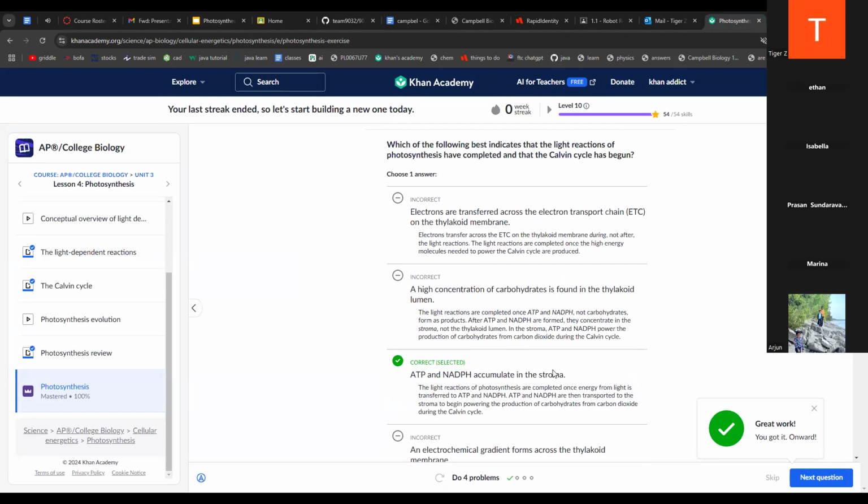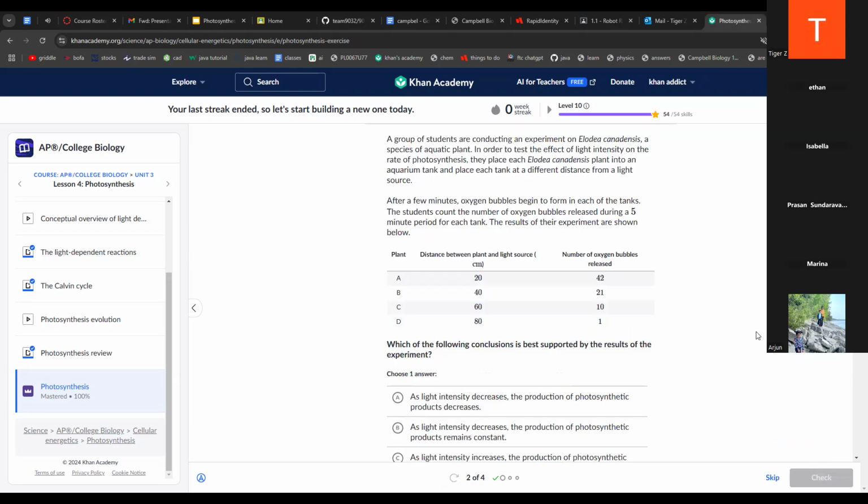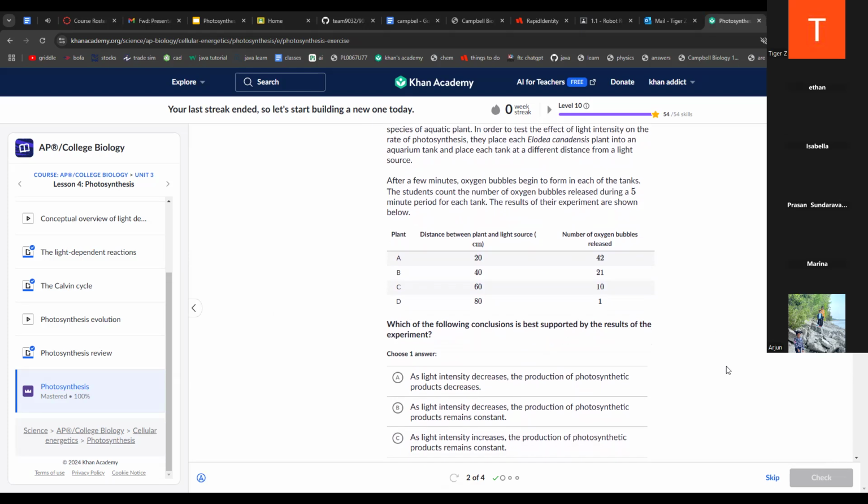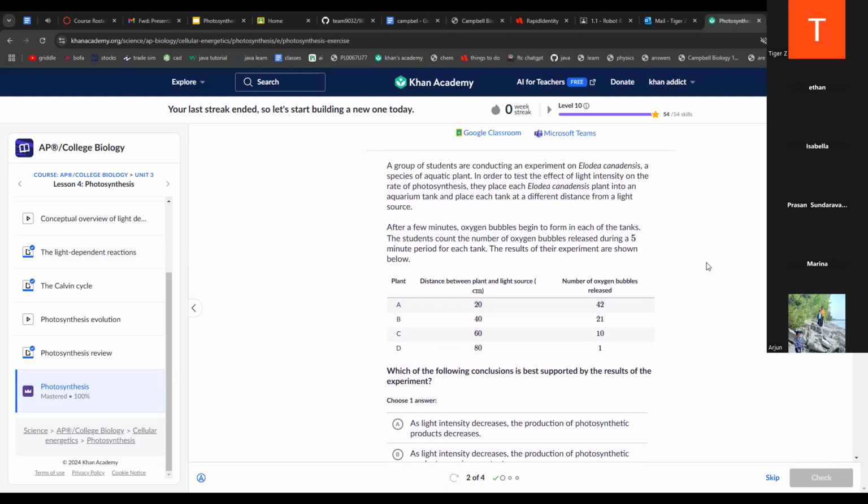And here's the kicker, the stroma, right? Which process takes place in the stroma? The Calvin cycle. Exactly. So the ATP and NADPH from the light reactions are now going to the stroma to power the Calvin cycle. Nice job, guys. This is a weird question, but go ahead. So this stuff doesn't matter.